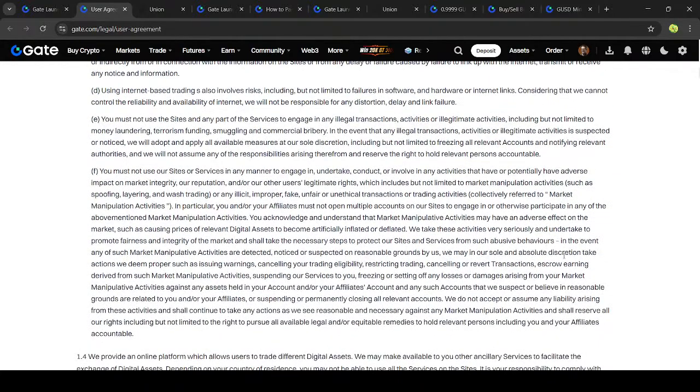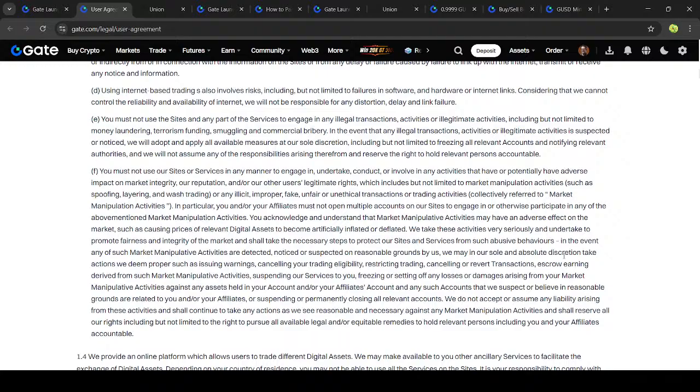So you must not use this site or any part of the service to engage in any illegal transaction activities or illegitimate activities, including but not limited to money laundering, terrorism funding, smuggling and commercial bribery. In the event of any illegal transaction or illegitimate activity suspected, we will notify.